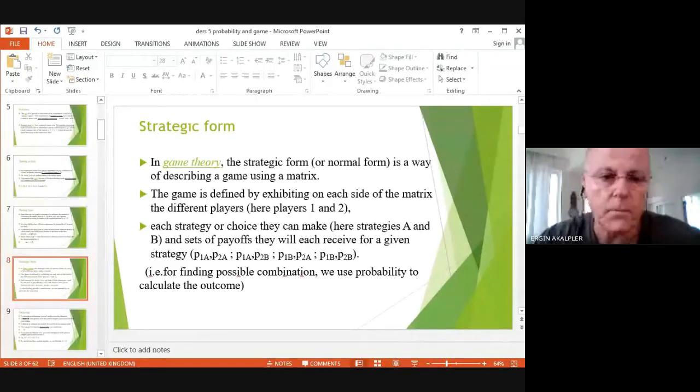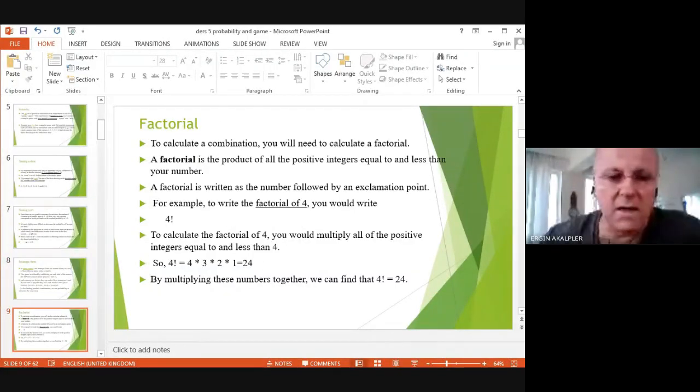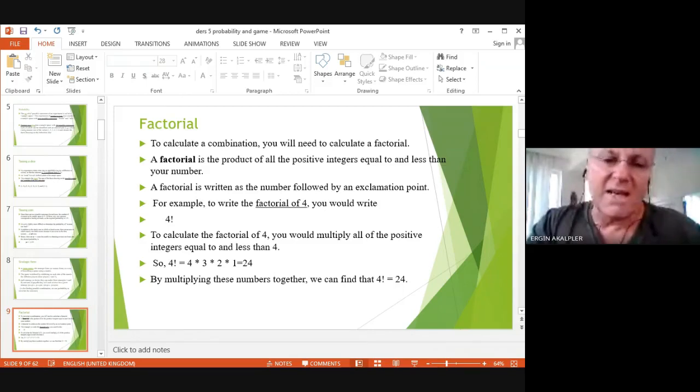The factorial is also very important, as you are understanding in this direction, which we also require to calculate in game theory, because factorial is also a helping hand to calculate a combination. You will need to calculate factorials, because combinations depend on this. A factorial is the product of all the positive integers equal to and less than your number. Therefore, factorial is written as the number followed by an exclamation point.